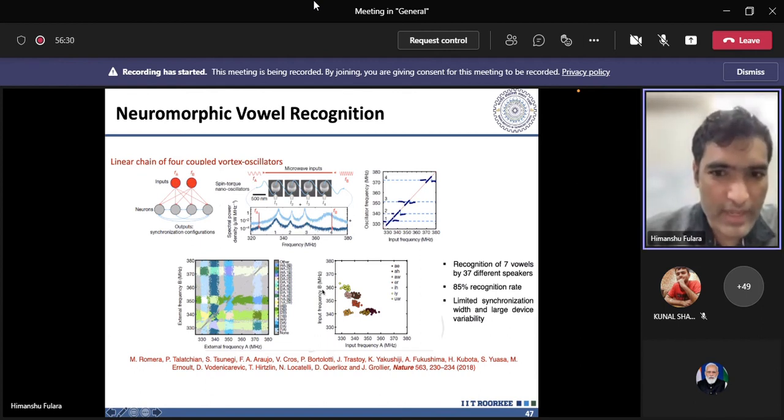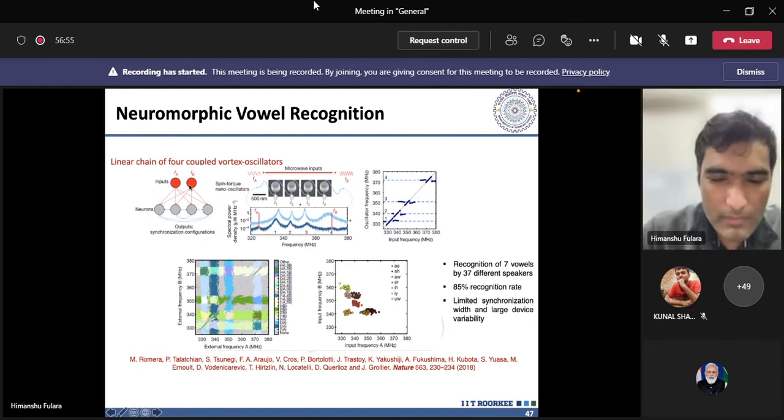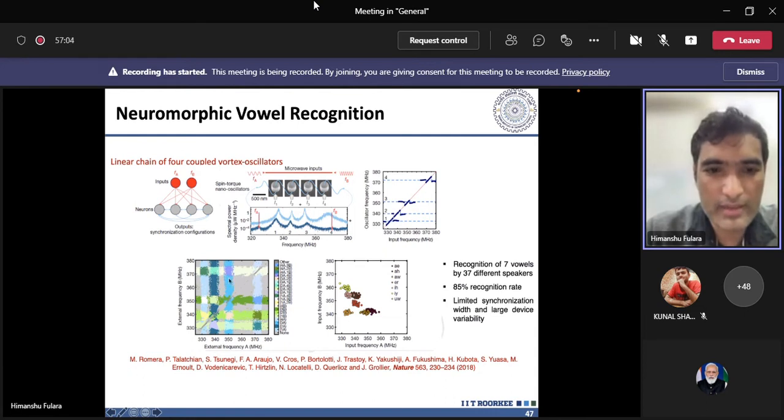So this hardware was able to recognize 7 vowels spoken by 37 different speakers with a recognition rate of 85%. Basically, they injected these vowels, in terms of the frequencies FA and FB, into this hardware, and from this color map, because this color map has different states, these vowels are sent in as input combinations of FA and FB, and each vowel can be represented by a certain state given by this color map. So this was the outcome of this experiment.